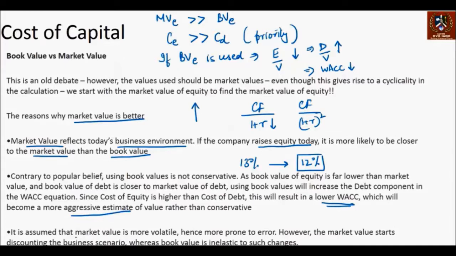Also, it's typically assumed that market value is more volatile and hence more prone to error. However, market value incorporates real business scenarios, right? Book value of equity will only change once annually. When you recreate the financial statement in the annual report, that's when book value is going to change. Market value changes every instant, right? So for example, if the company's MD gets arrested, right? So if the company gets involved in some sort of criminal liability, then the market value will change immediately to show that impact. So ideally, use market value whenever required.